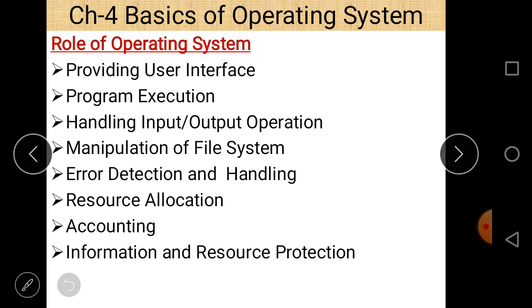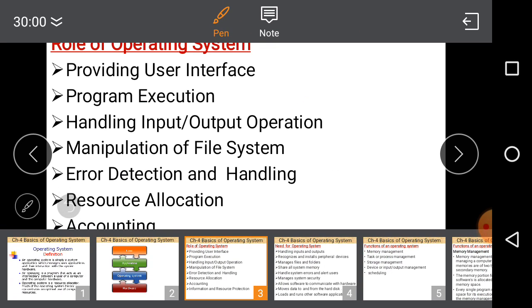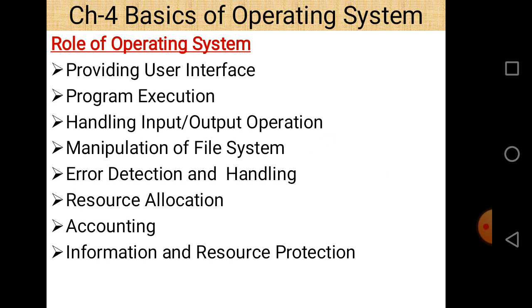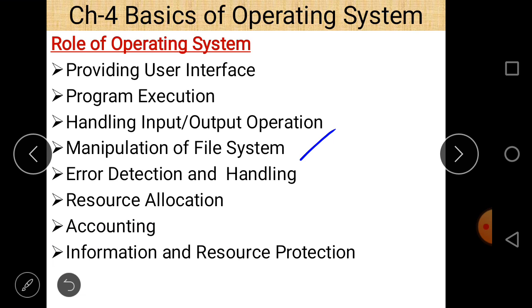And third thing is handling input and output operations. Different input operations or output operations can be handled using an operating system. Then next is manipulation of the file system. As we know, in our computer system everything is stored in the form of files, and these files can be managed by an operating system. Next is error detection and handling.